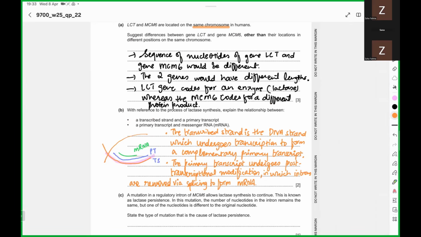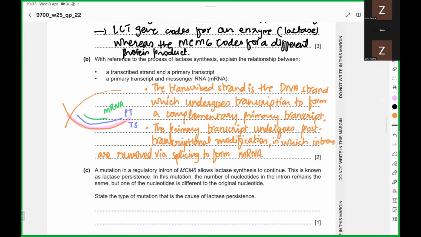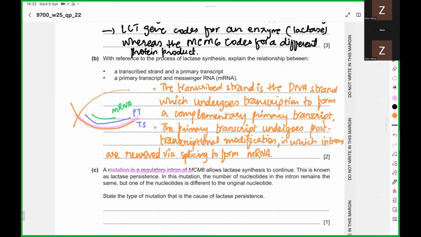A mutation in a regulatory intron of MCM6 allows lactase synthesis to continue. This is known as lactase persistence. In this mutation, the number of nucleotides in the intron remains the same, but one of the nucleotides is different to the original nucleotide. State the type of mutation that is the cause of lactase persistence.